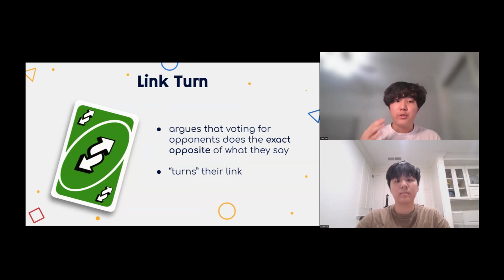Link turns are the most potent tool in a rebuttal's arsenal. Simply put, a link turn states that voting for your opponents does the exact opposite of what they claim. If a carbon tax is hypothetically good because it causes companies to reduce greenhouse gas intensive procedures, a link turn would argue that in fact it would increase it. Companies may offshore to other countries without stringent regulations that have even less oversights and environmental protections.